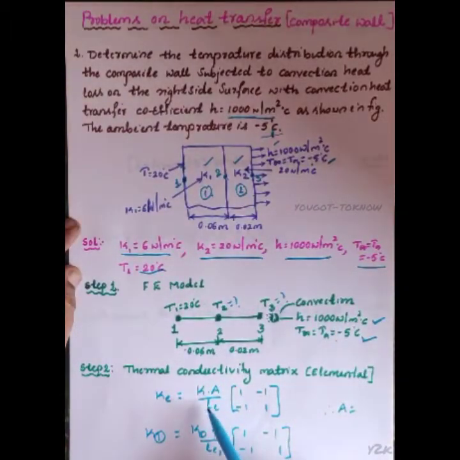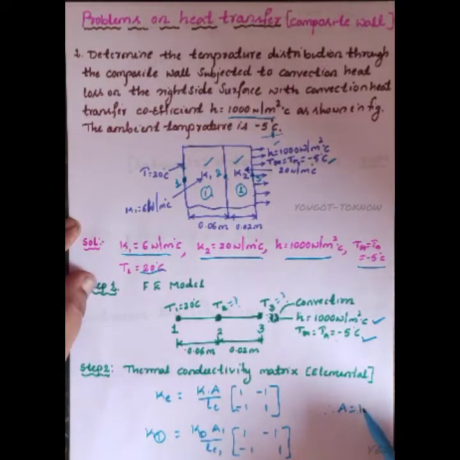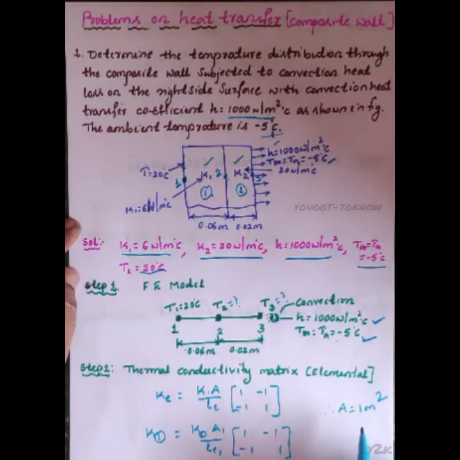We know the basic matrix: k into A divided by Le, times [1 -1; -1 1]. K is the thermal conductivity of the material, A is the area of the material, and Le is the length of the element. The area is not given, so assume the area is 1 meter square.